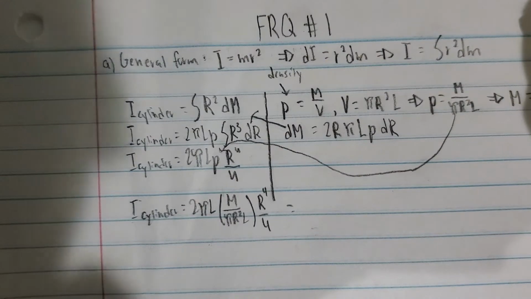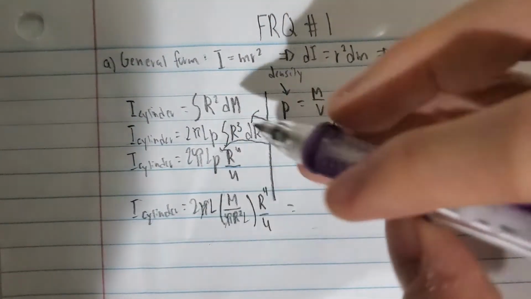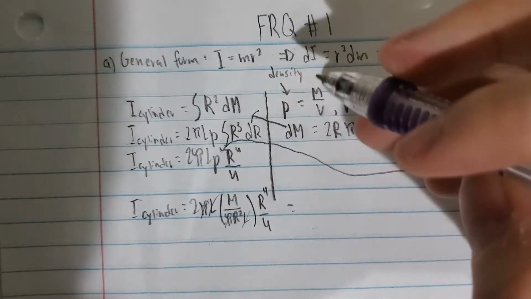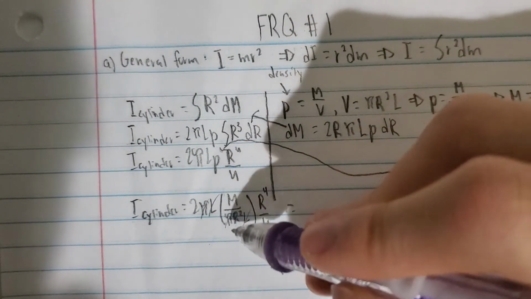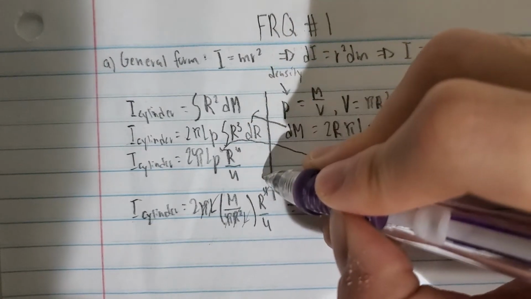Now there's a lot I can cancel here. I can cancel a pi with a pi right here, and L with an L right here. I can also cancel an r squared with 2 r's on top, so I still have an r squared on top.